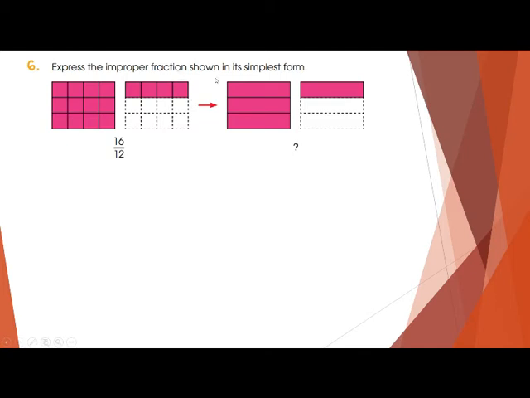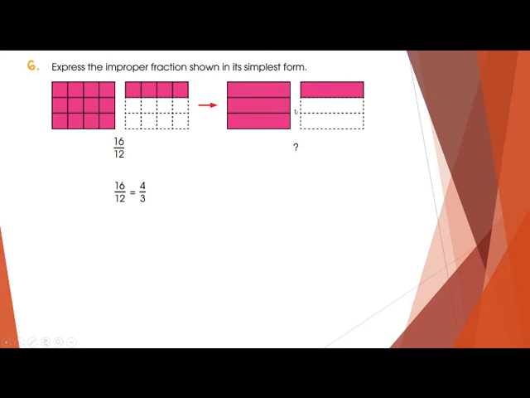Express the improper fraction shown in the simplest form. You have to show the improper fraction in its simplest form. How will you express it? First of all, you have to count how many shaded parts there are. There are 16 upon 12. This is an improper fraction, you already know. You can make 1, 2, 3, 3 bars. So you can write how many shaded areas there are, and whether they are equivalent or not. So 16 upon 12 is equal to 4 upon 3.